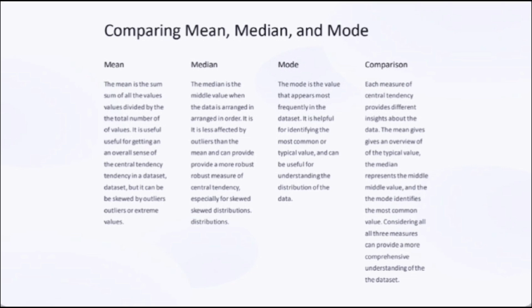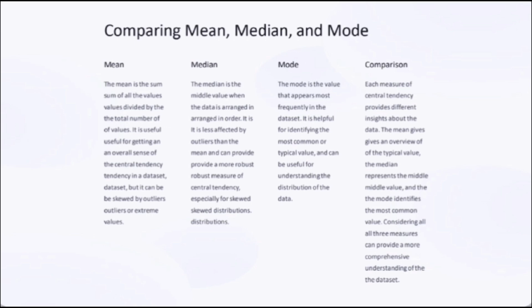Mean. The mean is the sum of all the values divided by the total number of values. It is useful for getting an overall sense of the central tendency in a dataset. But it can be skewed by outliers or extreme values. Median. The median is the middle value when the data is arranged in order. It is less affected by outliers than the mean and can provide a more robust measure of central tendency, especially for skewed distributions. Mode. The mode is the value that appears most frequently in the dataset. It is helpful for identifying the most common or typical value and can be useful for understanding the distribution of the data.